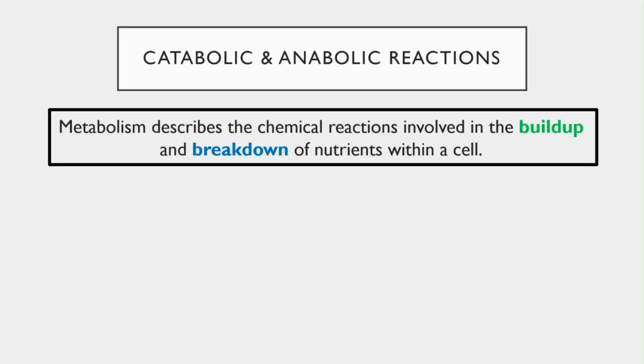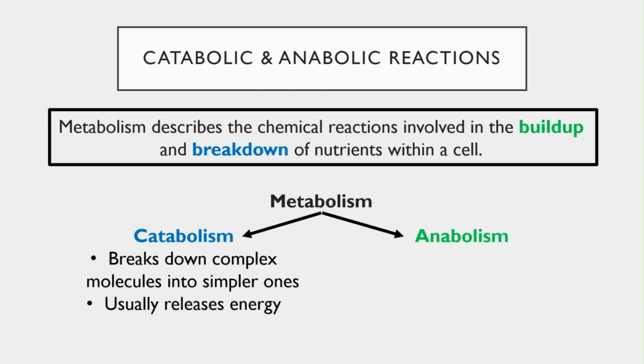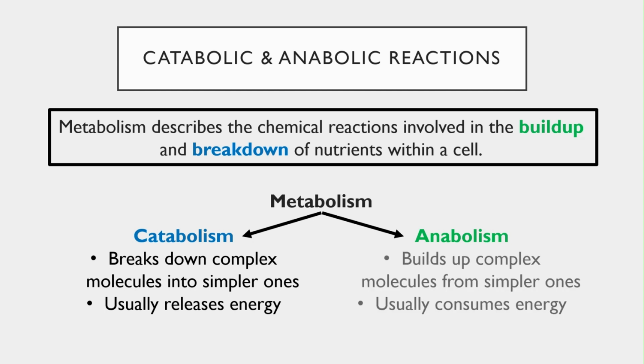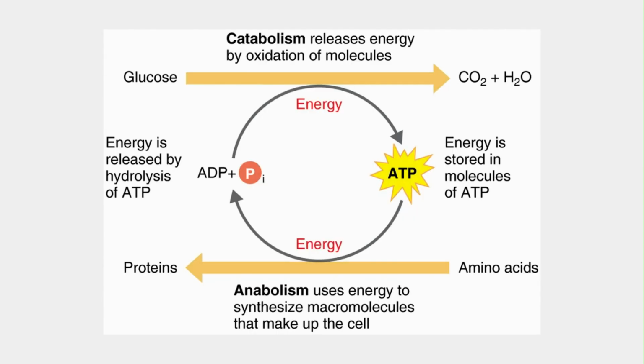Let's review some key concepts before we continue further. As previously discussed, metabolism refers to the chemical reactions building up and breaking down nutrients within cells. Catabolism is a process that breaks down complex molecules into simpler ones and releases energy. Anabolism builds up complex molecules from simpler ones and usually requires energy consumption. These two processes form a cyclic pathway where energy is continuously cycled between catabolism and anabolism.